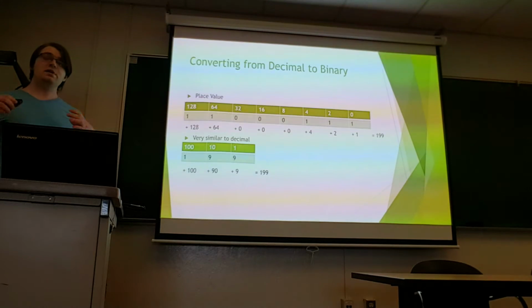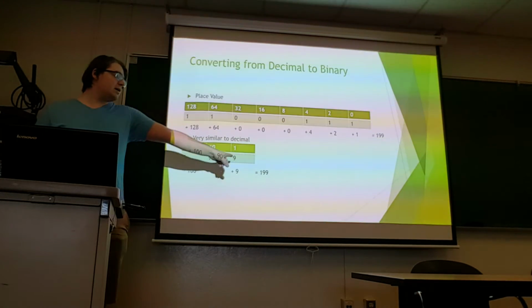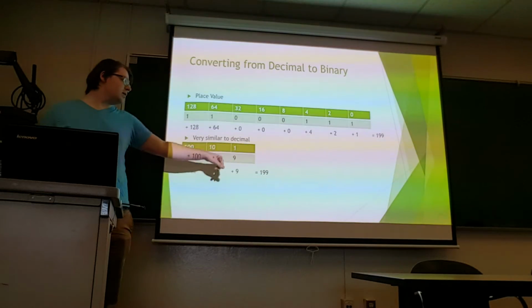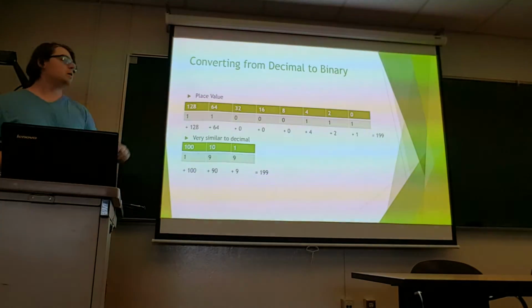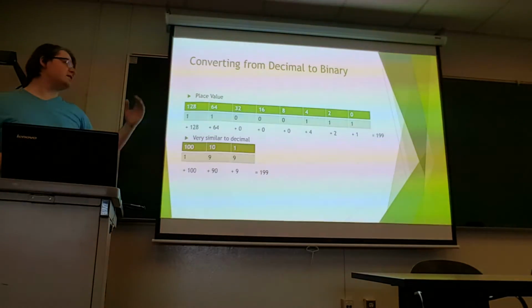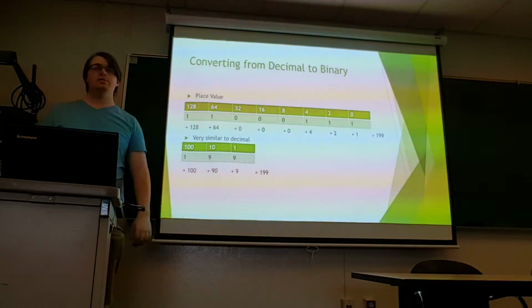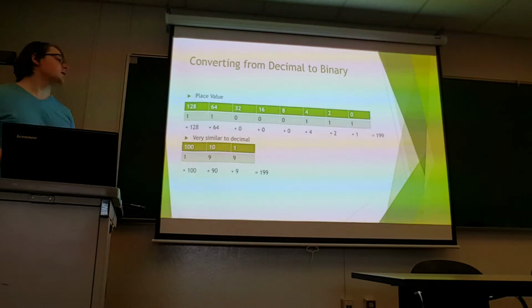In binary, we do the exact same thing, except we use powers of 2 as our place values instead of powers of 10. In decimal, we have 10 to the 0, 10 to the 1, 10 to the 2. In binary, we have the exact same thing. We have 2 to the 0, 2 to the 1, 2 to the 2, 2 to the 3, etc. all the way up to 2 to the 7th, which is 128. So we represent the number in the exact same way.